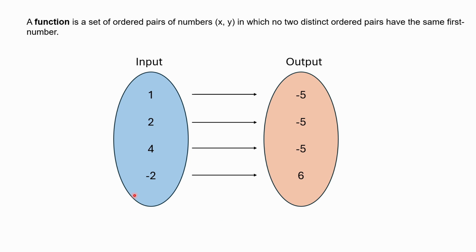Okay, so another example is this. We have an input of 1 and an output of -5, 2 to -5, 4 to -5, -2 and 6. Even though they have similar outputs, it's still a function because the definition of a function states that no two distinct ordered pairs have the same first number. Even though they have the same second number, they still have different first numbers. So this is still a function.